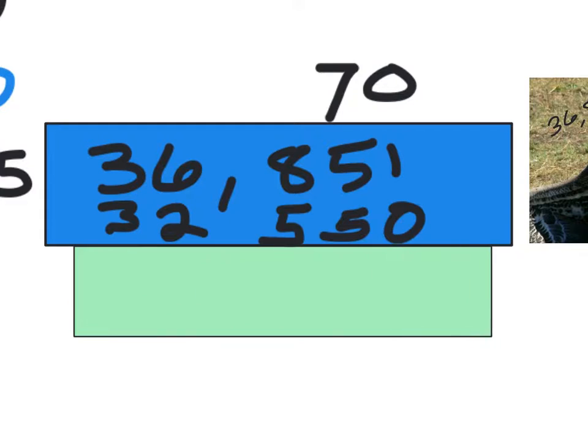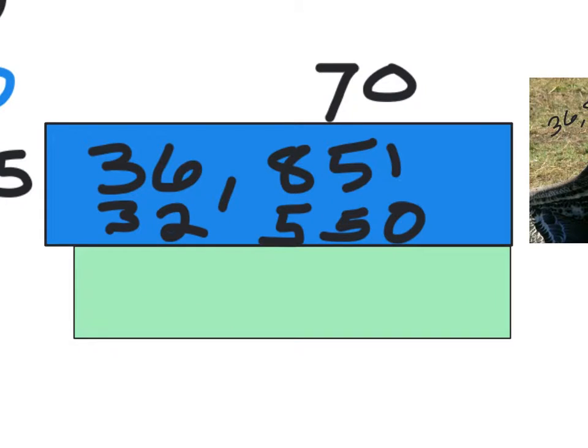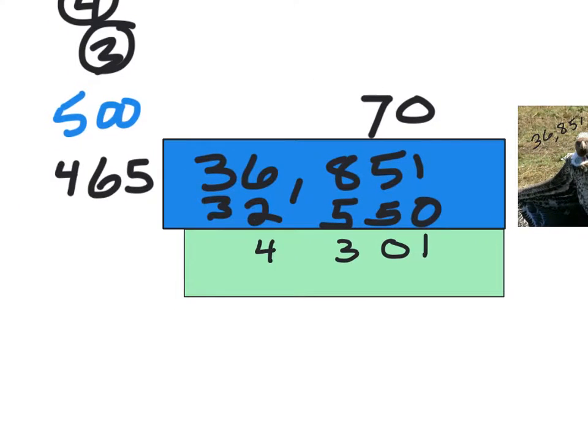So I'm going to add my next area box right in here. And 1 minus 0 will give me 1 right there. 5 minus 5 is 0. 8 minus 5 is 3. And 6 minus 2 is going to give me 4 right here. And I've got 3 minus 3 zeros out. So now you can see I'm working with 4,301.